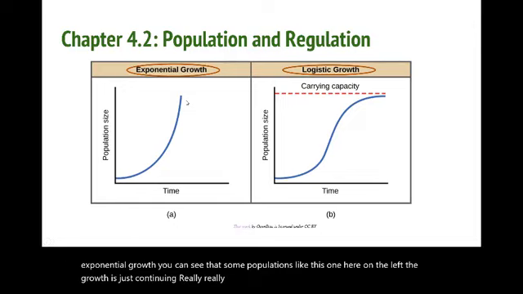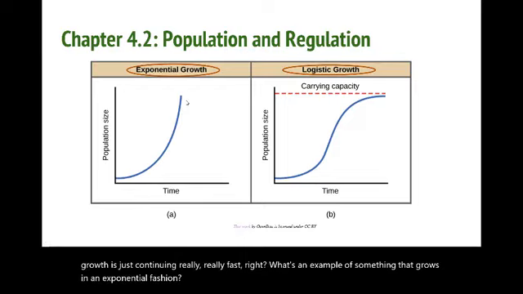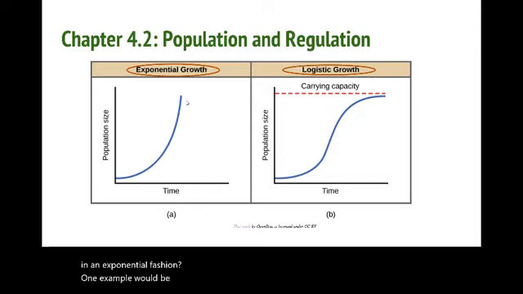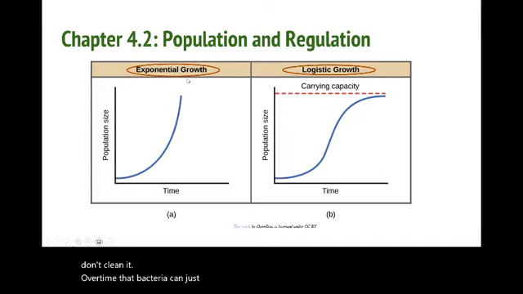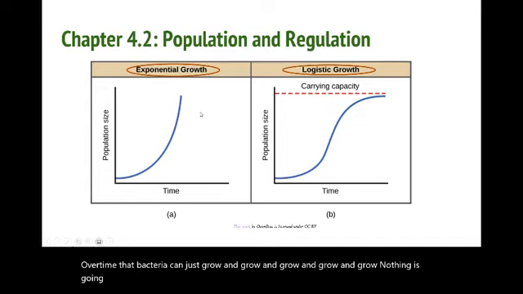What's an example of something that grows in an exponential fashion? Well, one example would be bacteria. Think of bacteria growing in your bathtub when you don't clean it. Over time, that bacteria can just grow and grow and grow. Nothing's going to stop it from growing.